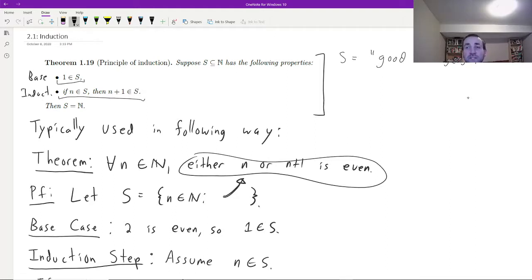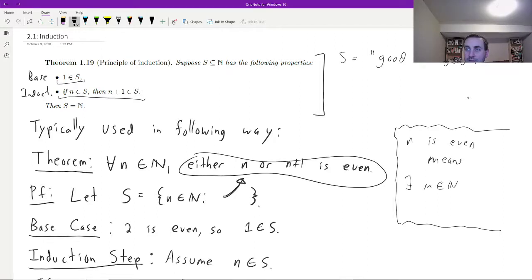I'm sure most of you have seen this before, but let's do a silly example. Theorem: for all integers n in N, either n is even or n plus 1 is even. Now, usually, since we're all finished elementary school, I wouldn't say what even means, but we're doing foundations at the moment, so let's just say n is even means that there exists a natural m so that n is equal to 2m. Okay, so that's what I mean by even.